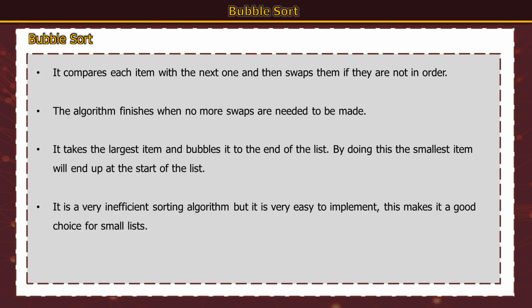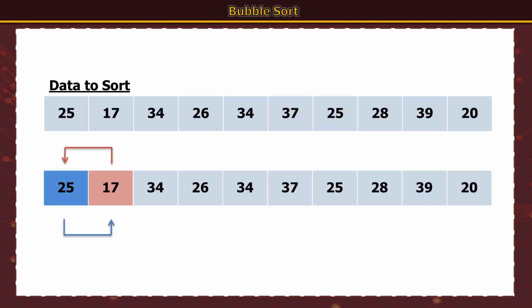Let's look at the overview of a bubble sort. A bubble sort compares each item to the item next to it, and if they're not in order, it will swap them. The algorithm finishes when no more swaps need to be made. It takes the largest item and bubbles it to the top, and it does the same for the smallest item, but it bubbles it to the bottom. It's a very inefficient sorting algorithm, however, it's very easy to implement, and it's a great choice for very small lists. As a basic overview, the bubble sort goes through a number of passes.